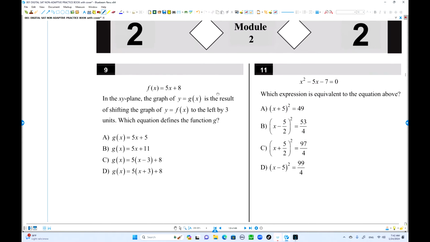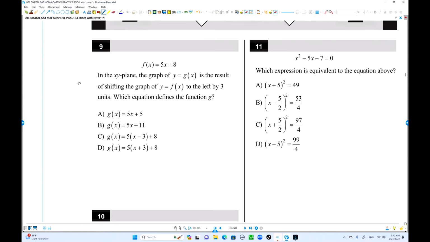Now let's move on to number 9. f of x is 5x plus 8. g of x is the result of shifting the graph of y equals f of x to the left by 3 units. We got a new g of x.